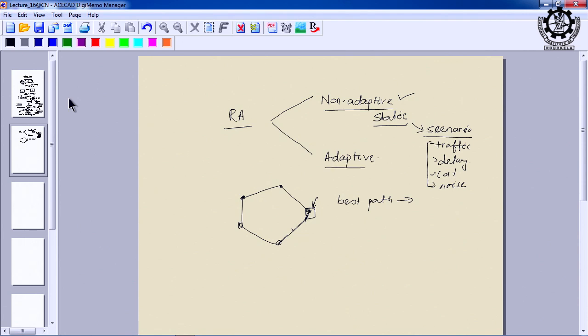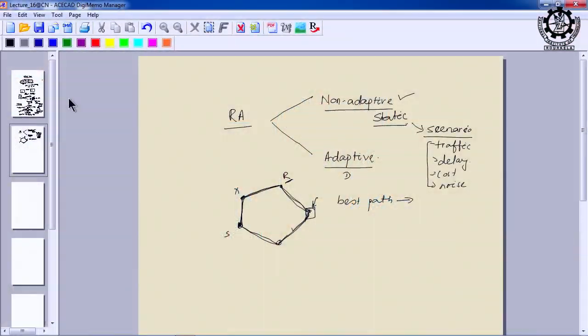Coming to the adaptive kind of routing algorithm, if at one point of time this is the sender and this is the receiver, and the route was decided to be via this node, let us say node X, in the next moment it may happen that this route is heavily loaded or noisy, so the node can now find another route as its current route for reaching the same receiver. That means it dynamically changes with the network scenario and the topology. So, this is a dynamic kind of routing algorithm.